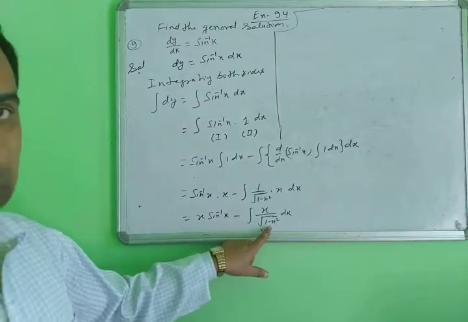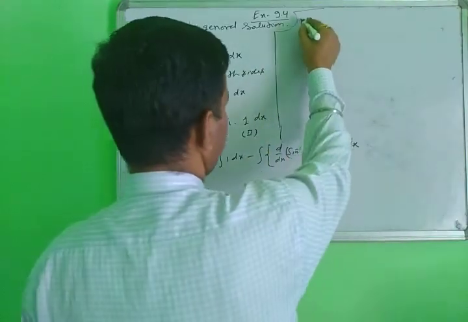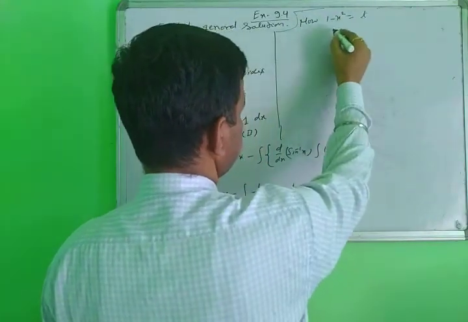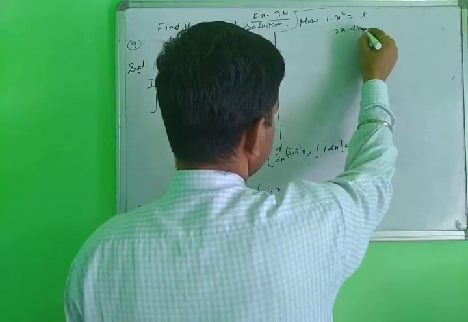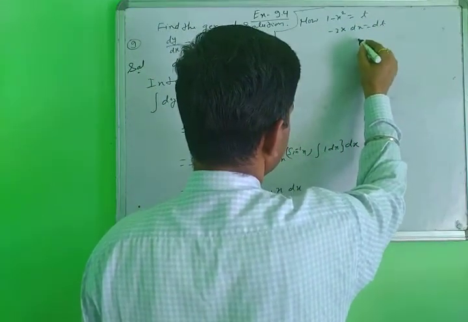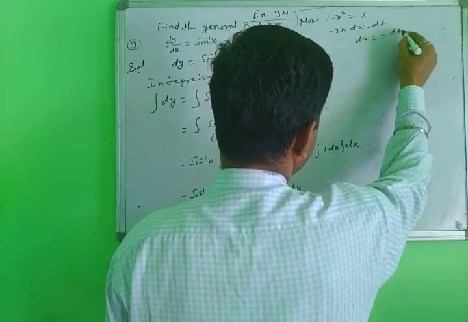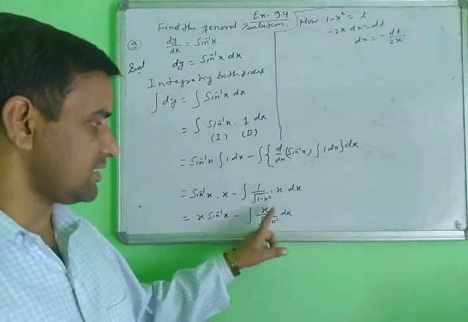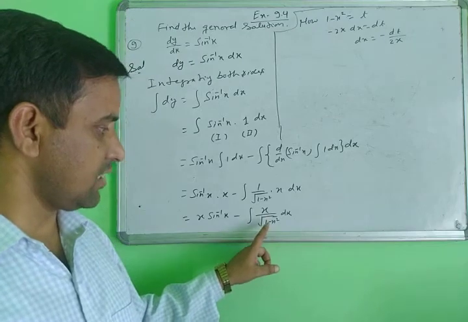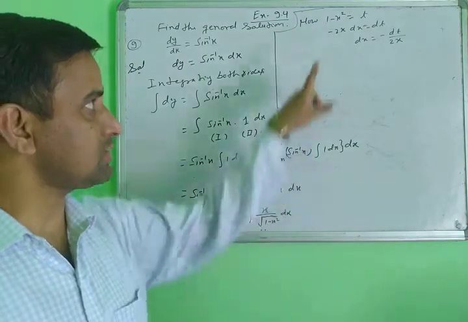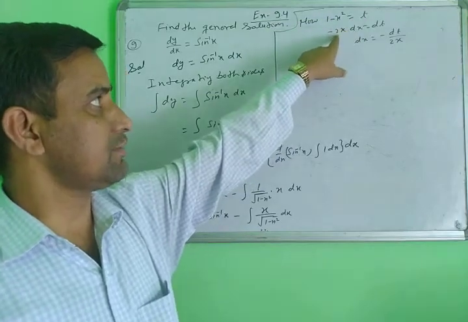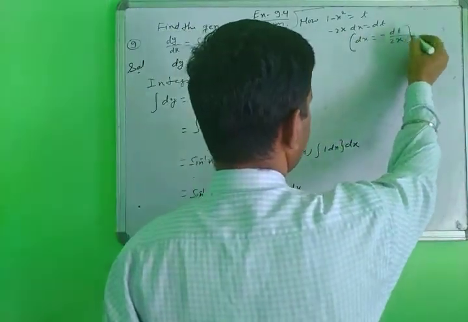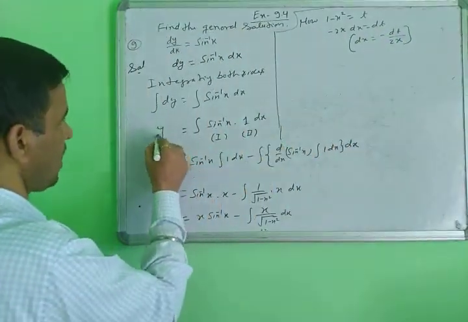Suppose we substitute a third variable here. Putting 1 minus x square equal to t, then differentiating, minus 2x dx equals dt, so dx equals minus dt over 2x. You have no direct identity to integrate this portion, so we substitute 1 minus x square equal to t. Differentiating, minus 2x dx equals dt, so dx equals minus dt over 2x. Putting this value here, we integrate.